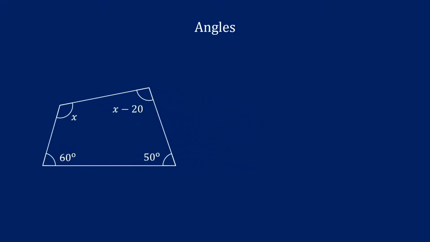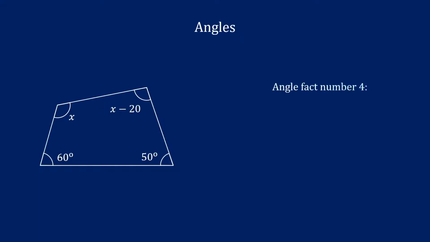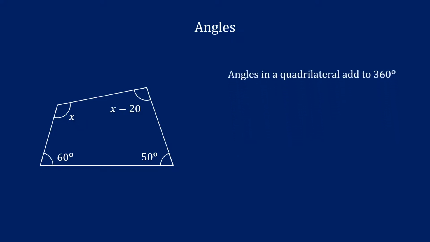We need a new angle fact, and that's going to be angle fact number 4. Angles in a quadrilateral add to 360. If you don't know what a quadrilateral is, it's something with 4 sides. So angles in a quadrilateral add to 360. You probably know what's coming.